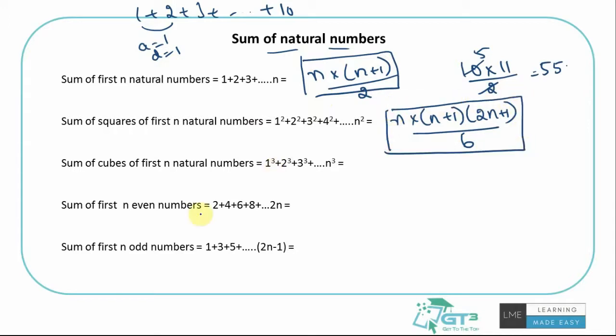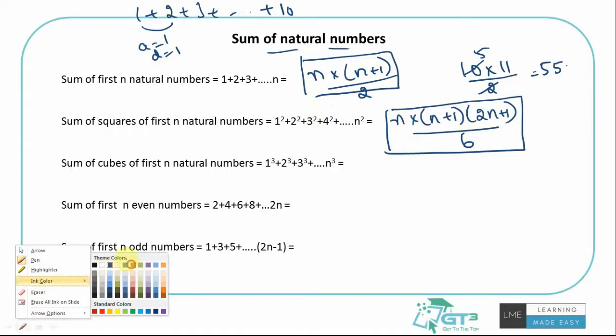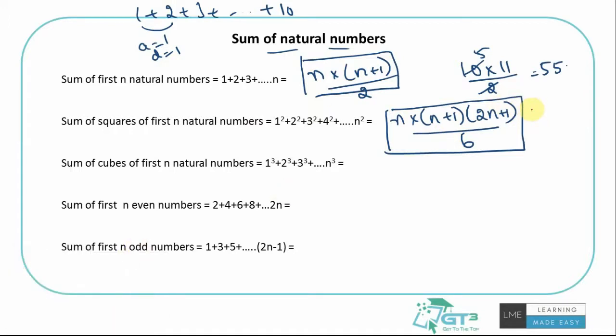So what is the value for the first 10 squares? It will be 10 into 10 plus 1, 11, into 2 into 10, 20 plus 1, 21, by 6. 3 2s are 6, 3 7s are 21, so it will be 35 into 11, which is 385. That will be the value for the sum of the first 10 squares.